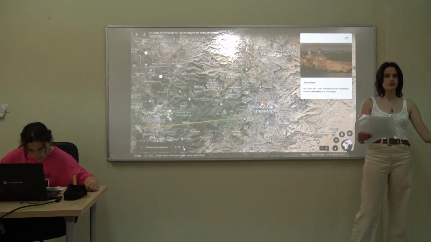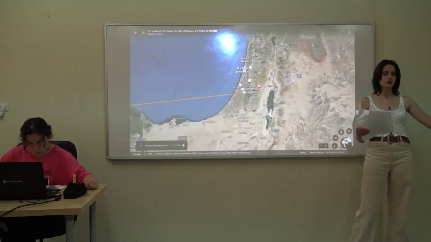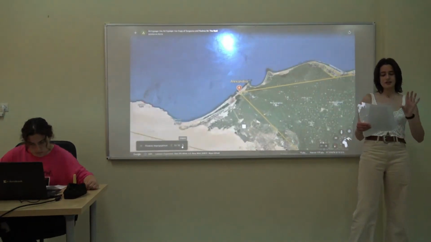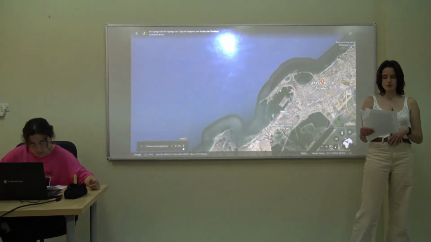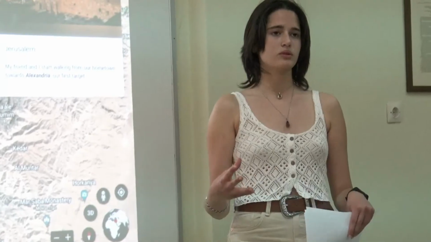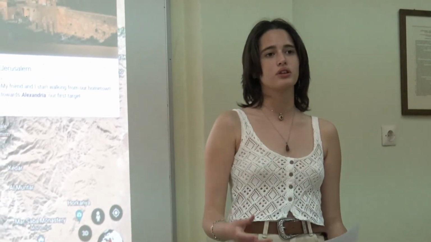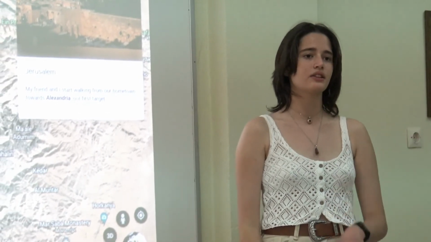We're working towards our first target, Alexandria, so that we can travel in Europe after that. Trust me when I say this, it was a long walk, but special because we met a refugee group from Jerusalem, just like us. So we decided to team up and start working together. We got to know each other, and it was a less tiring trip.